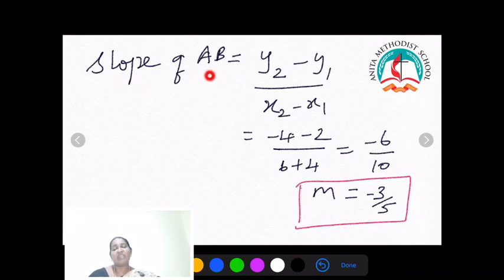So slope of AB is equal to y2 minus y1 by x2 minus x1. What is the slope formula, Maheshwaran? y2 minus y1 by x2 minus x1. Applying that, we get minus 6 by 10. So the slope is minus 3 by 5. But what slope do we need? Yes, actually this is the slope of the line.